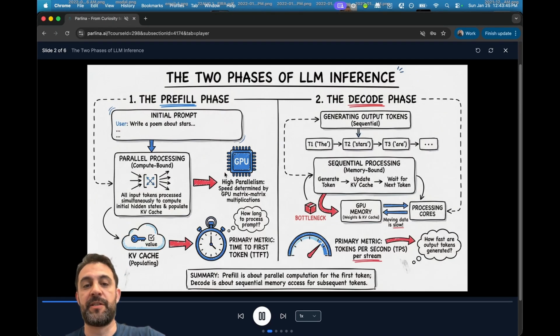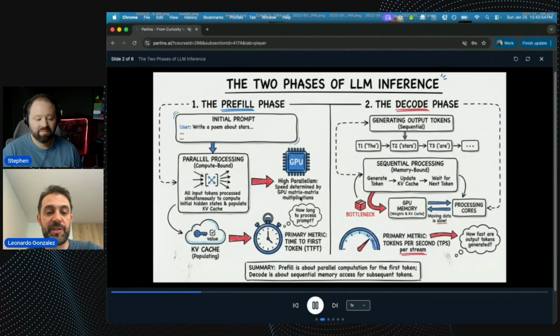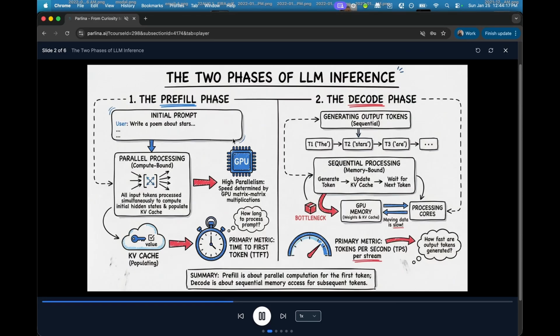And so this is benefiting from high parallelism, parallel processing, determined by matrix multiplication of operations. And then using the KV cache, populating the keys and values. The primary metric here is the time to first token, and that's the delay between you sending a prompt and having it process and think, and then starting to see the response. And it is a very different set of operations and performance than the other phase, which is decode.